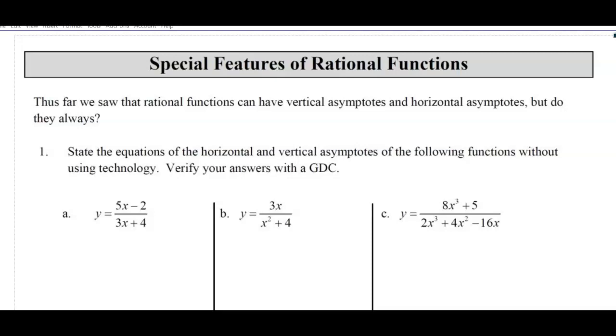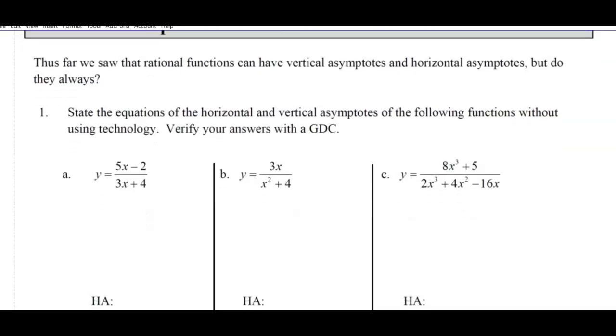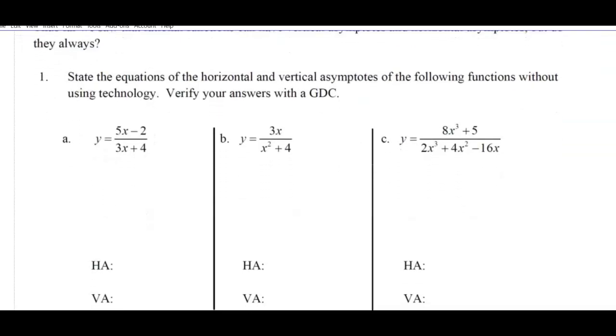All right, now we're going to look at just a few more rational functions, and not necessarily in transformation form. So we want to get some of the features from that. It says in question 1, state the equations of the horizontal and vertical asymptotes without using technology. So this is kind of a review of what we talked about yesterday.